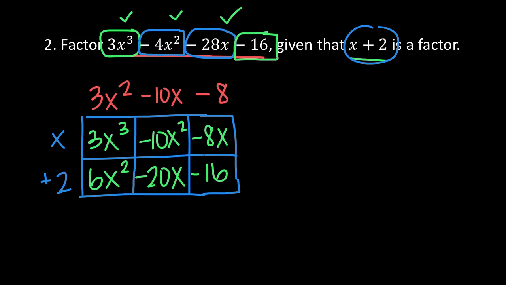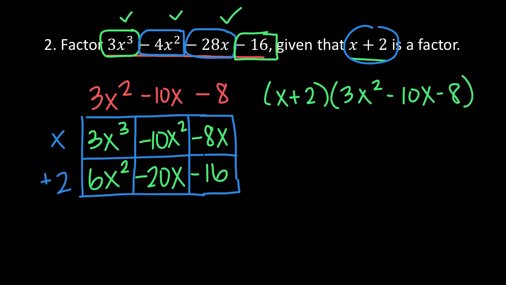So now I'm going to write out what I have. I was given x plus 2, and that multiplies to 3x squared minus 10x minus 8 to get this whole polynomial. So now I've factored the polynomial into two factors. I want to see if I can keep factoring it further. So I'm going to look at this. And the way I factor something like this, with this 3 in front, so this is A, B, C, these numbers.